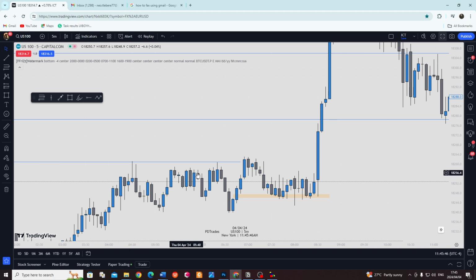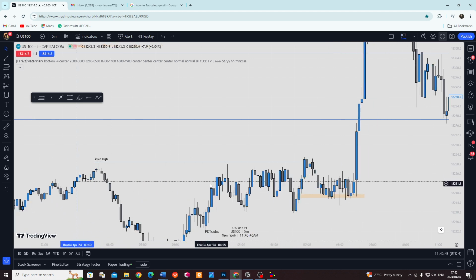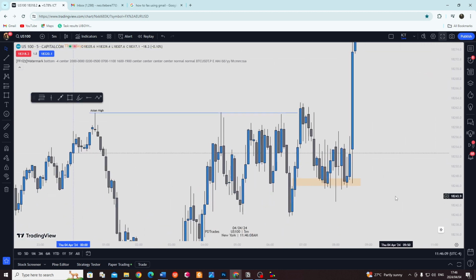Just look at the body, right? I want you to look at the body. It kept on touching, but the body did not close above the Asian high. It kept on playing below. Then there was what? Displacement up. And it closed above the Asian high. From there, I want you to look at the time, because remember, time and price go hand in hand in the forex market. Period.